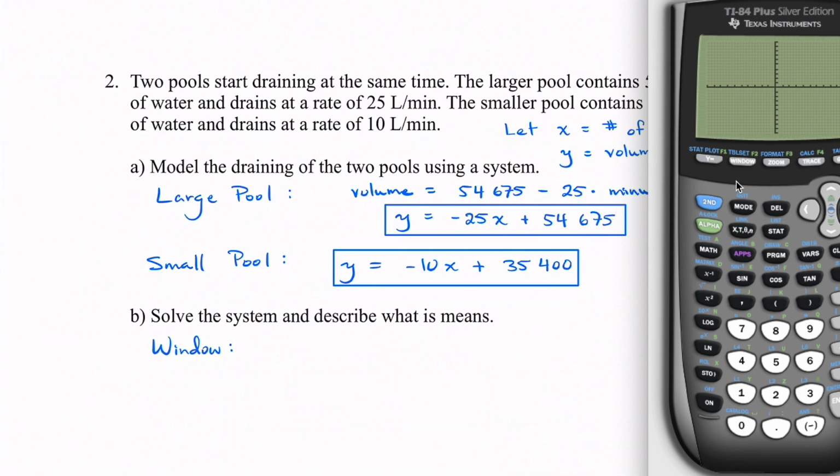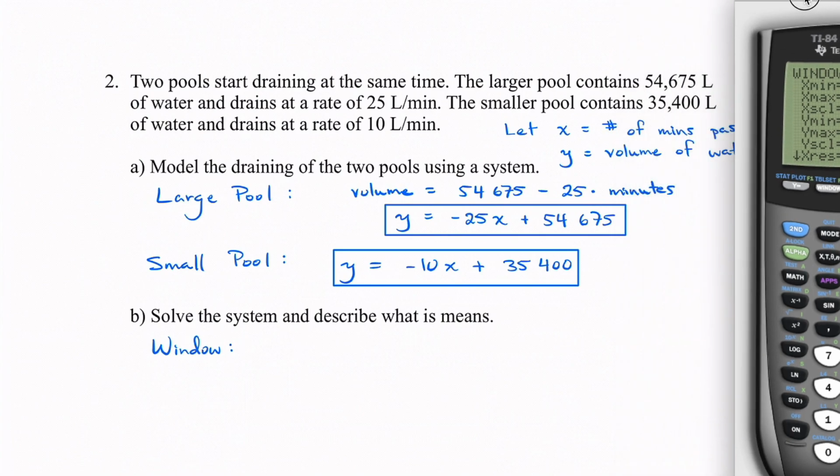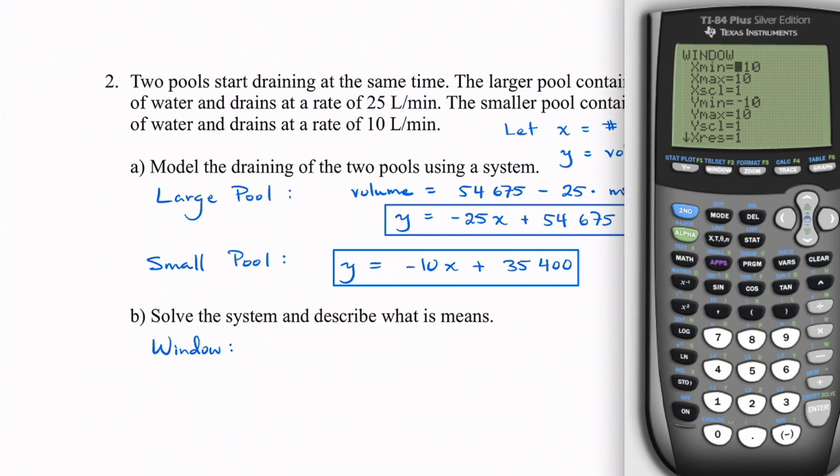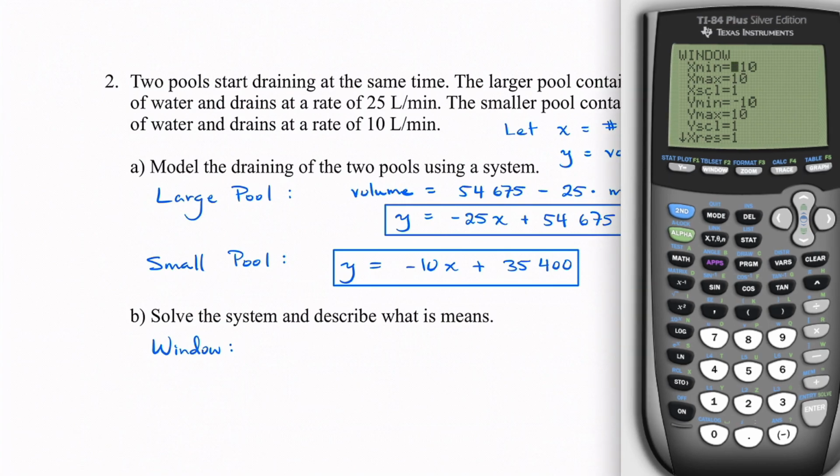So I'm going to go into my window and I'll show you guys what we're given. So x, remember x we said, it's kind of hidden in behind here. It was the number of minutes that passed. So the number of minutes that we could have, we could start at 0 minutes. So I'm going to put in 0. Can't have anything less than that. And then our x max, our number of minutes, we're just going to put something large in here.